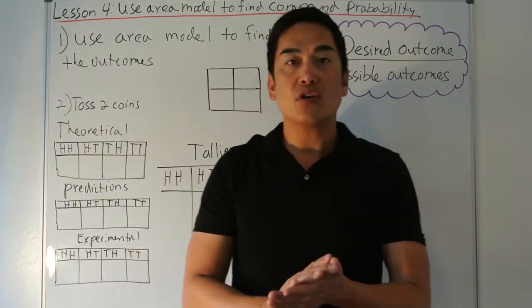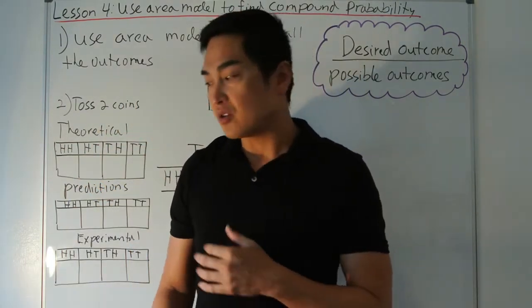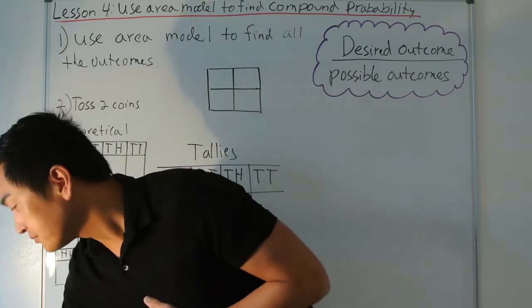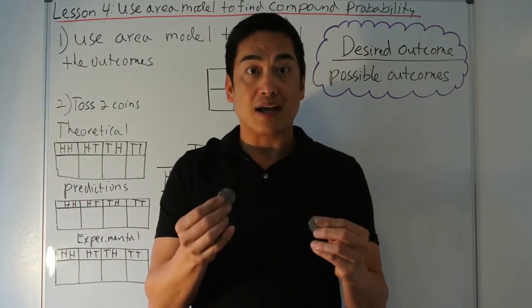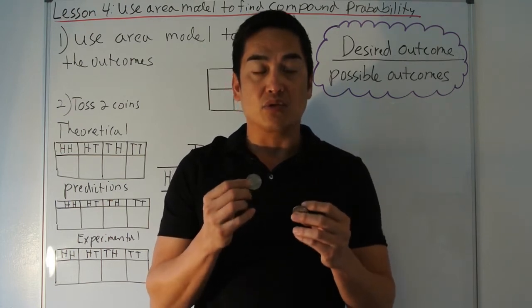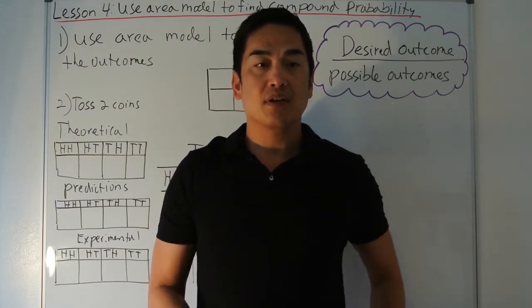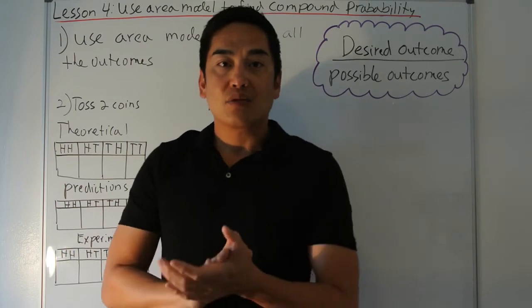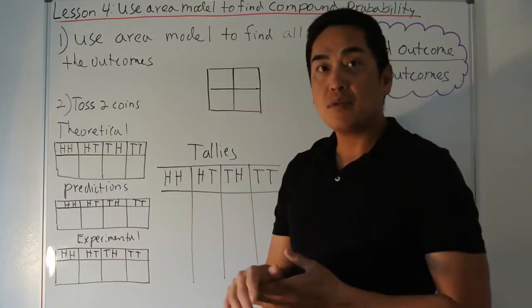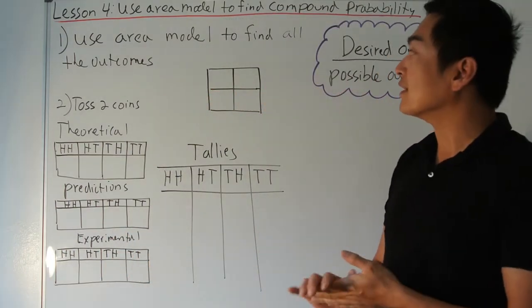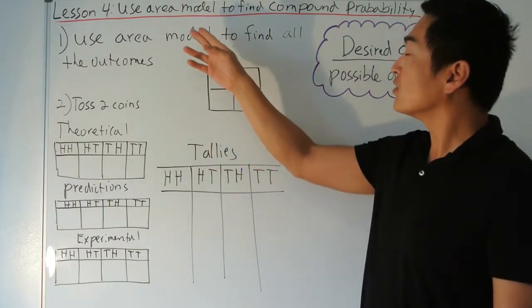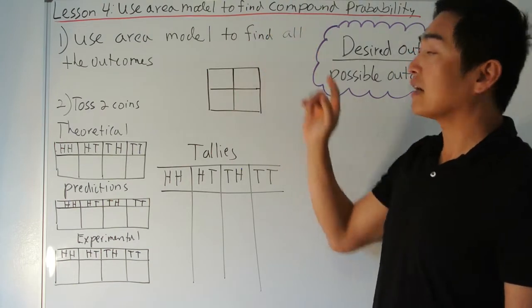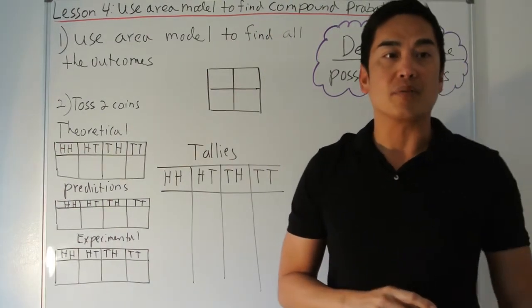Alright, for today's experiment, you also need 2 coins. I know we did 1 coin last lesson. Today we're doing 2 coins. Today's lesson will be focused on area model. An area model is something like this. I'll explain that later. We're going to use an area model to find compound probability.